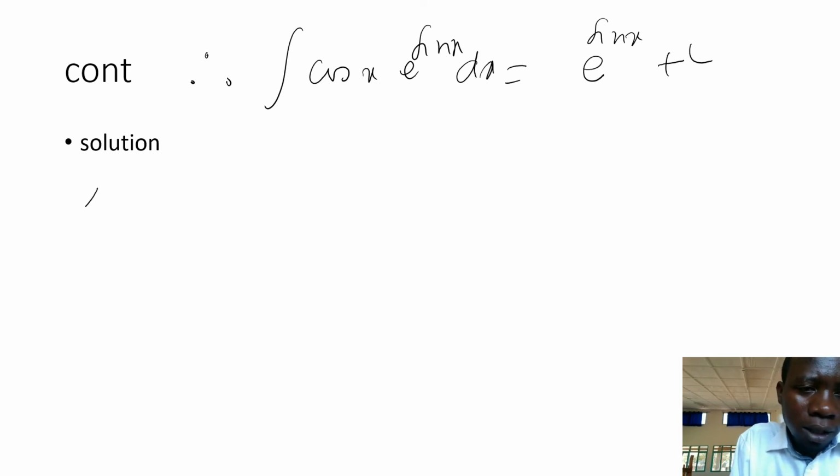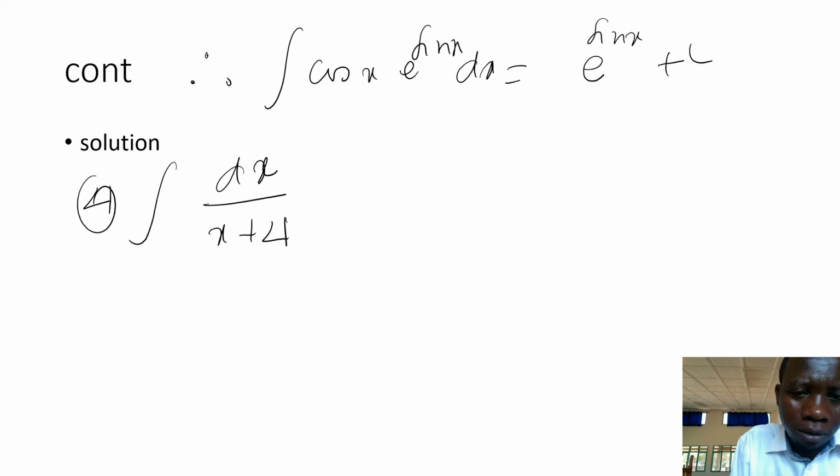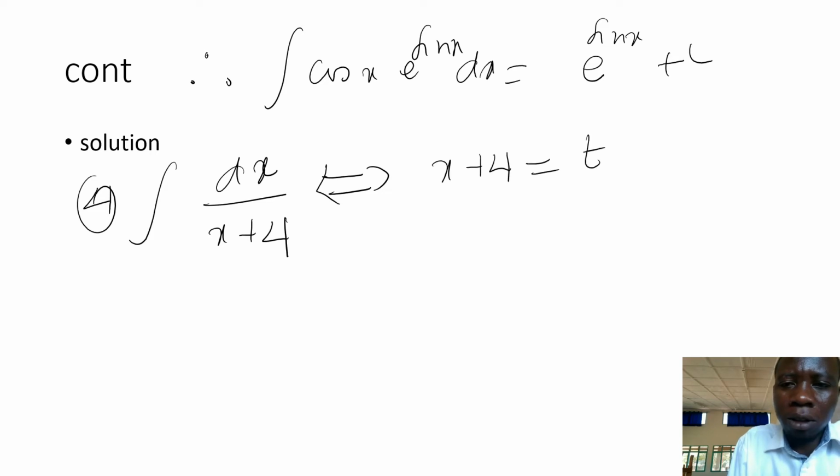Let's do another example. Calculate the integral of dx over x plus 4. What we are going to do here, we are going to take x plus 4 to be equal to t. So dt/dx is equal to 1. So dx is the same as dt.